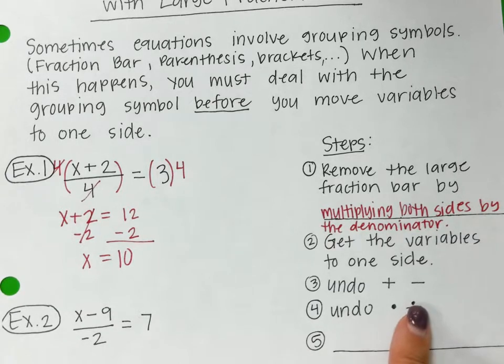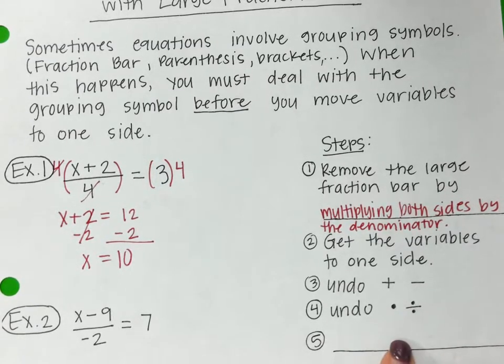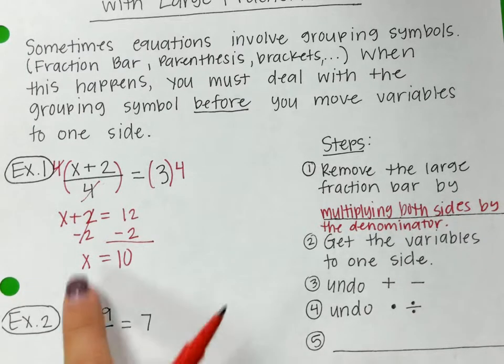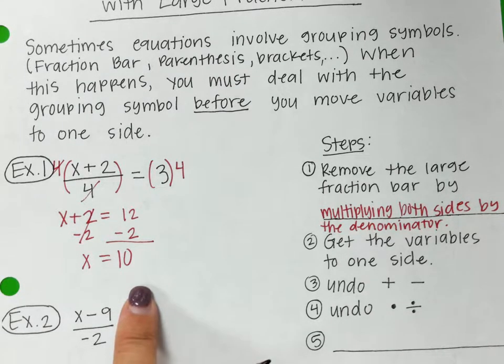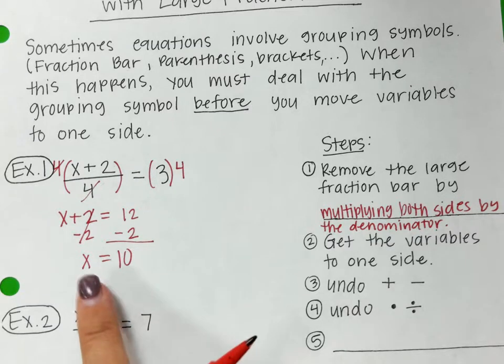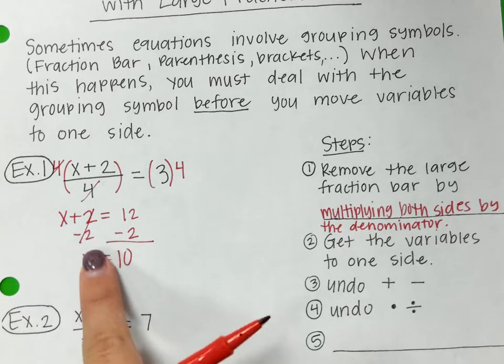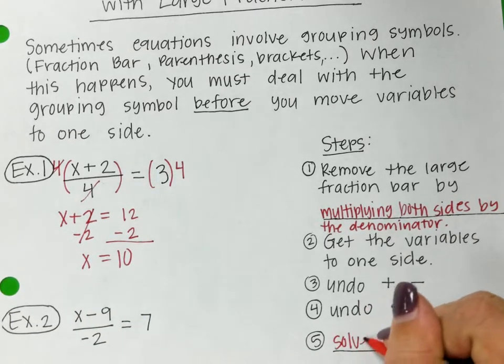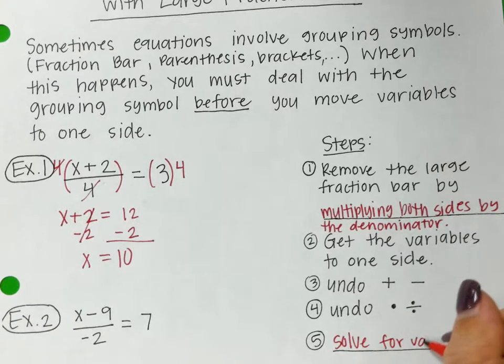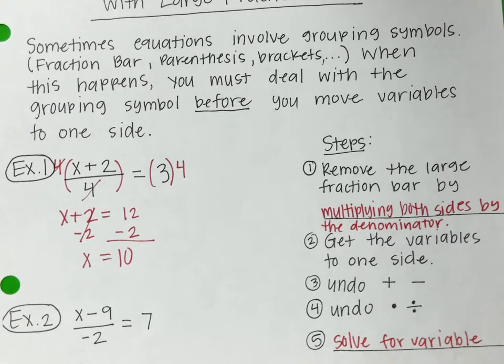I didn't have any multiplication or division to undo, but if I did, I would do that after undoing my addition and subtraction. And then what's that final step of solving the problem? Actually solving for x, which was already done for me by subtracting both sides, right? Yeah. But you've got to actually solve for the variable. Once I solve for the variable, then I need to check it.